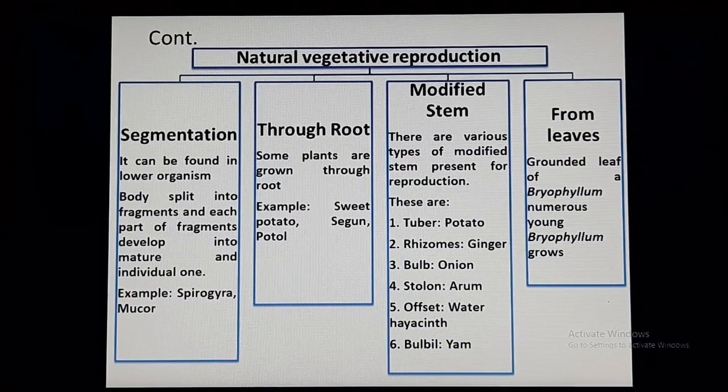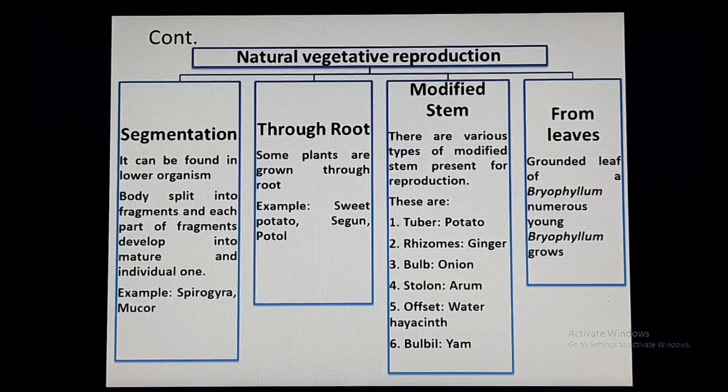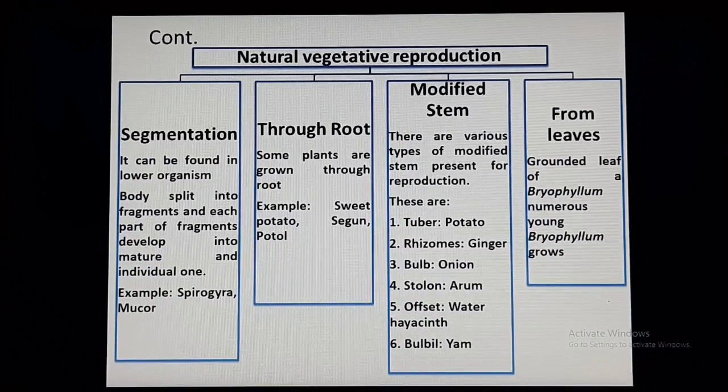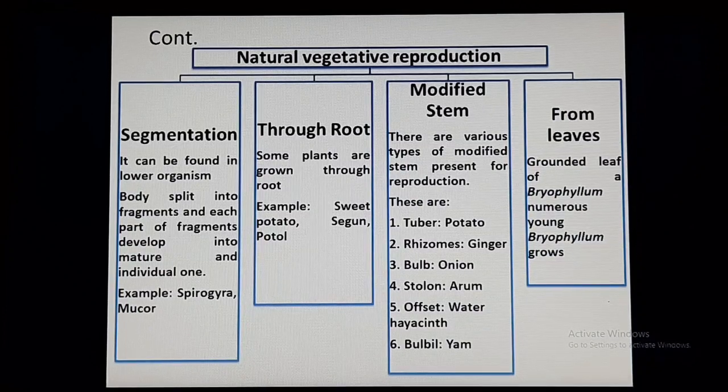Okay, if a part of the root of a plant helps in reproduction, then that is through root natural vegetative reproduction. An example is sweet potato. Next one is the modified stem. Stems are modified in various ways to reproduce a new individual. These are tuber, rhizome, bulb, stolon, offset, bulbil. And from leaves, bryophyllum. You know, the Bangla name of bryophyllum is Pathorkuchi Pata.